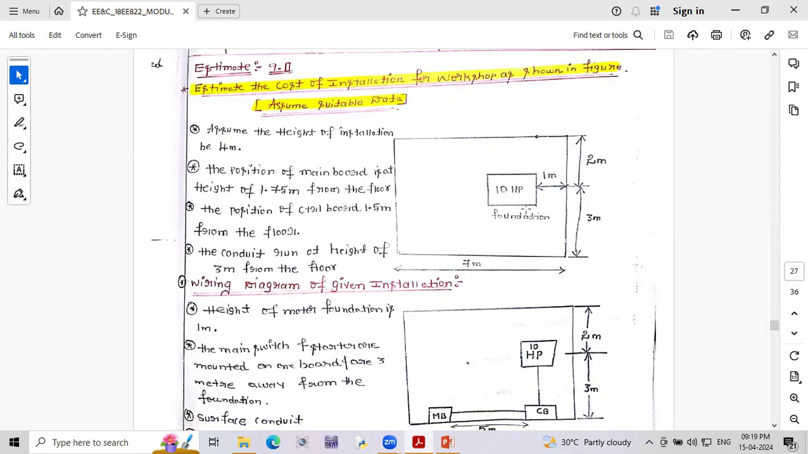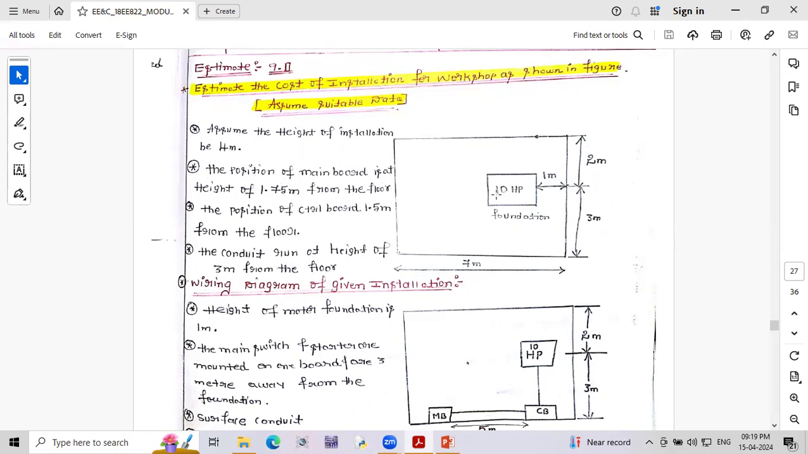Now, a 10 HP motor is mentioned, and there is a 1 meter distance between the wall and the motor foundation. Now let's assume something. Assume the height of the installation is 4 meters. This is the length, this is the width, and the total height of the building is 4 meters.